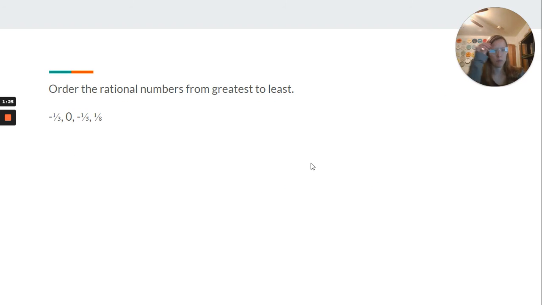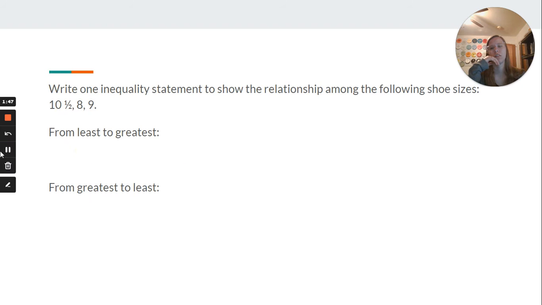I think I skipped opposites of an opposite, so I apologize. I definitely remember putting it on here. The opposite of an opposite is the original number. So if you have negative 12, its opposite is 12, and the opposite of that is going to be negative 12. Okay, so here we're ordering the numbers from greatest to least. 1/8, 0, negative 5, 1/5, negative 1/3.